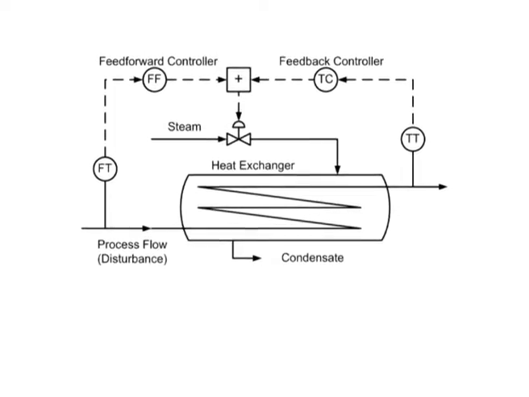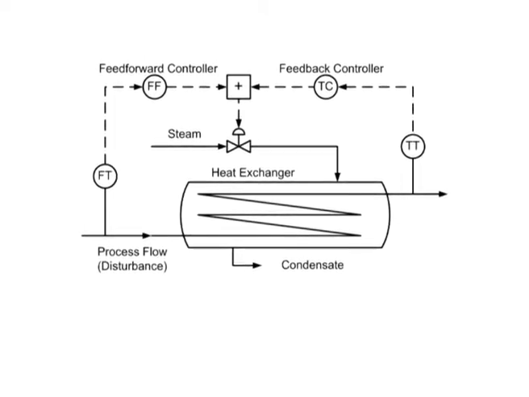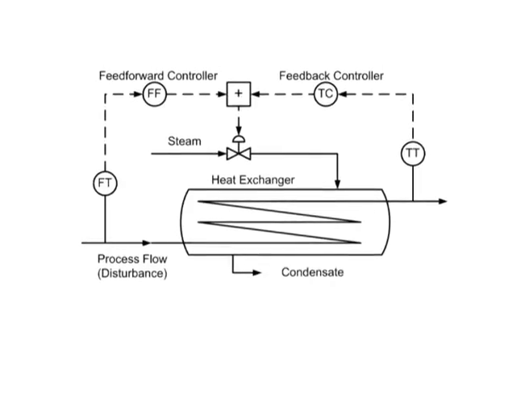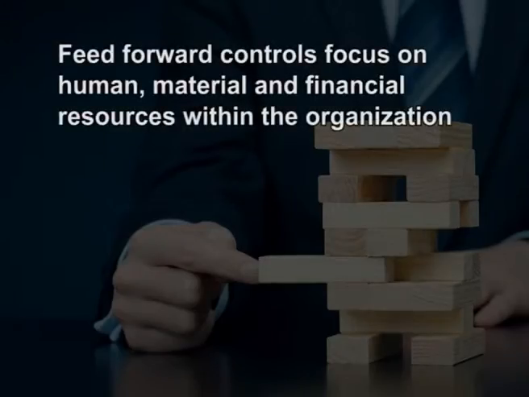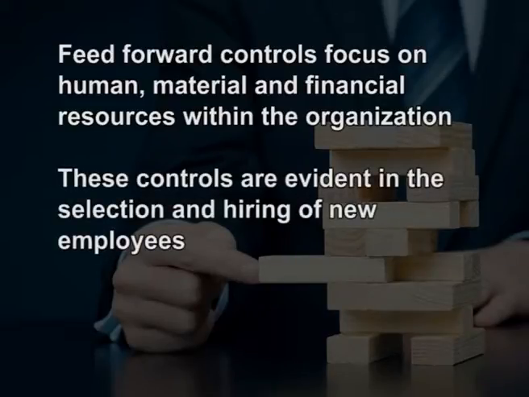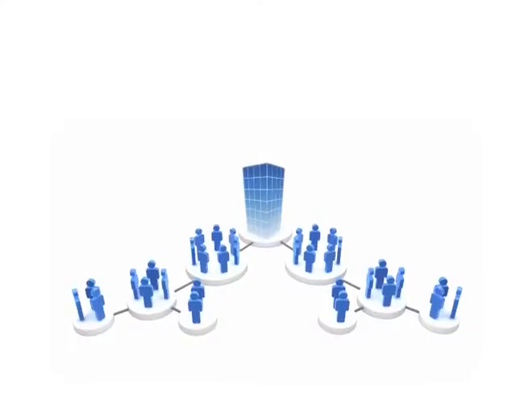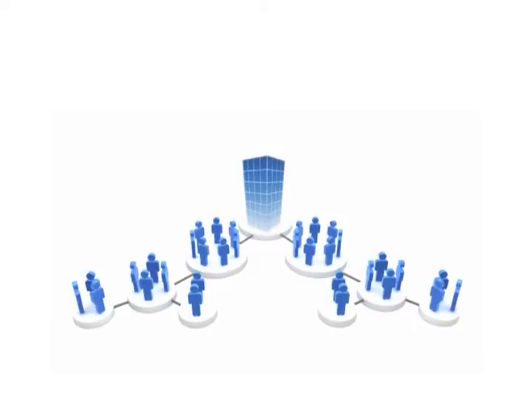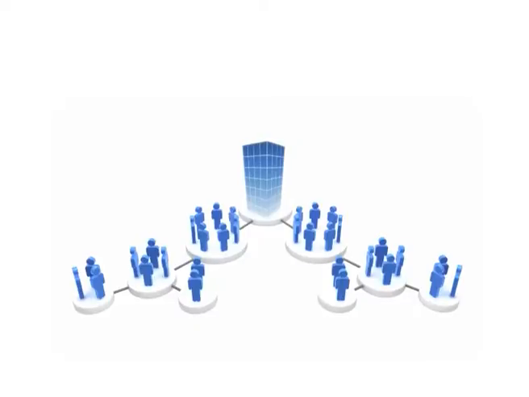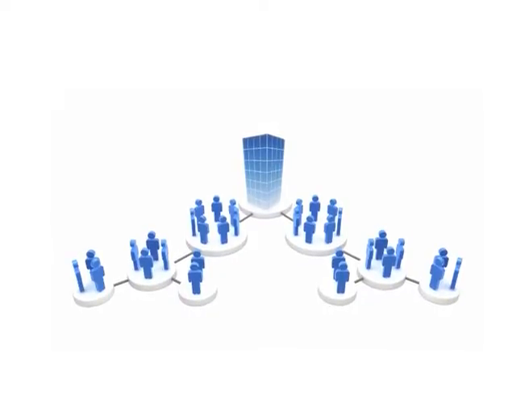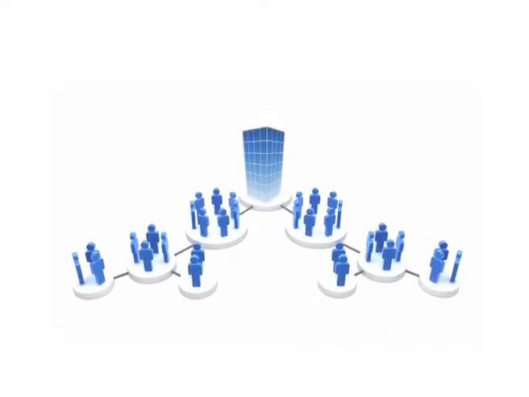Feed-forward controls, sometimes called preliminary or preventive controls, attempt to identify and prevent deviations in the standards before they occur. Feed-forward controls focus on human, material and financial resources within the organization. These controls are evident in the selection and hiring of new employees. For example, organizations attempt to improve the likelihood that employees will perform up to standards by identifying the necessary job skills and by using tests and other screening devices to hire people with those skills.